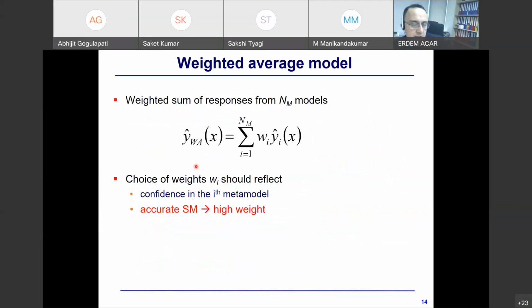The weighted average model is a simple model to combine various predictors, that is, various surrogate models. If we assume that we have m surrogate models, then our ensemble or weighted average model can be written in this form. And over here, w_i are the weights corresponding to the ith meta model or surrogate model. As the accuracy of a surrogate model increases, we should inherently assign a higher weight to that model.